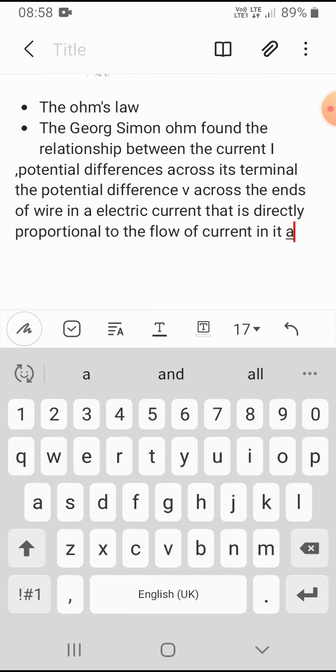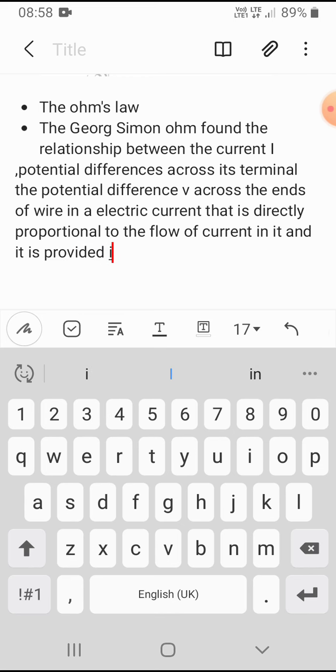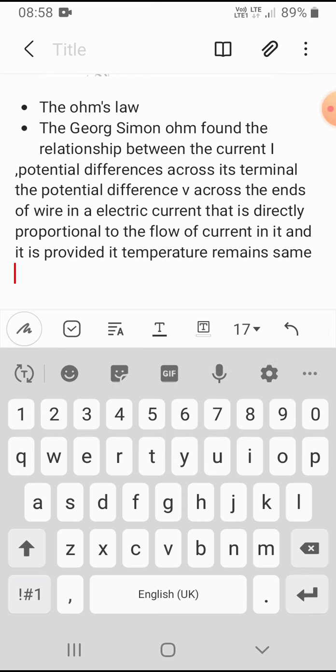You should not miss this if they ask Ohm's law: provided its temperature remains the same. Don't forget this, temperature remains the same. If you miss this, the sentence will be changed. And this is Ohm's law.